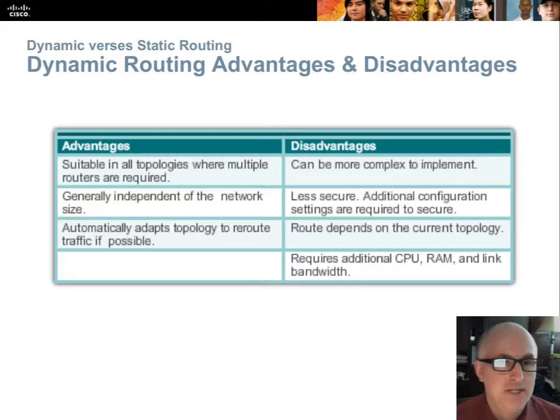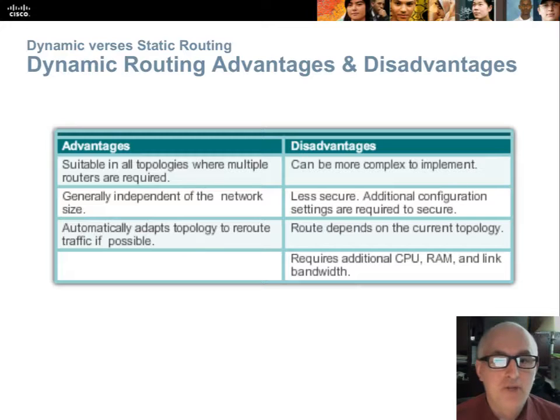I think actually it's easier to do dynamic routes in terms of implementation. It is less secure, although we do have additional configuration we can do to add encryption and limit which ports the dynamic routing protocol is sending its updates out and so forth. So there are some extra things we can do to make it more secure. But anytime you're sending your routing information out on the wire, it's going to be less secure than not doing that, which is what static routing does. So I would say it's less secure for sure.